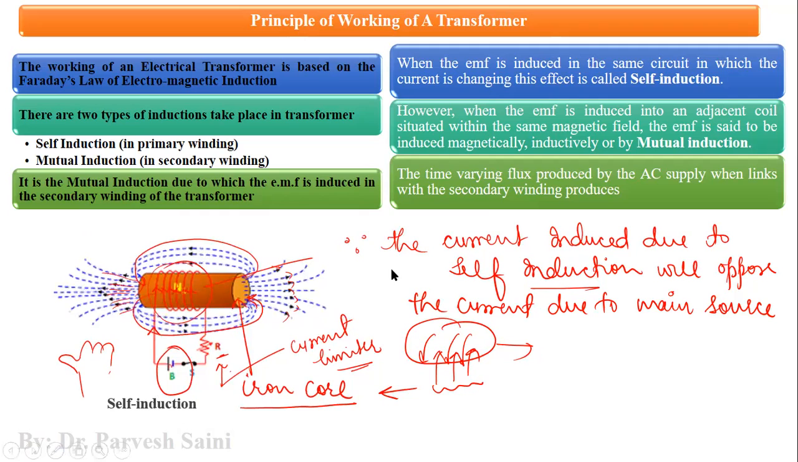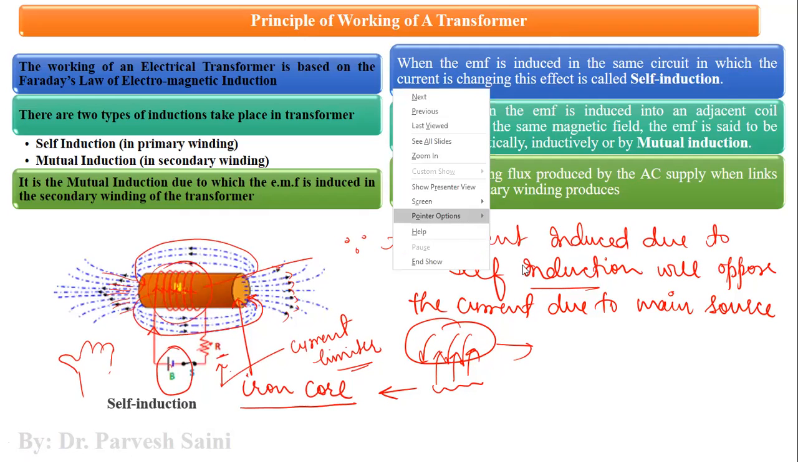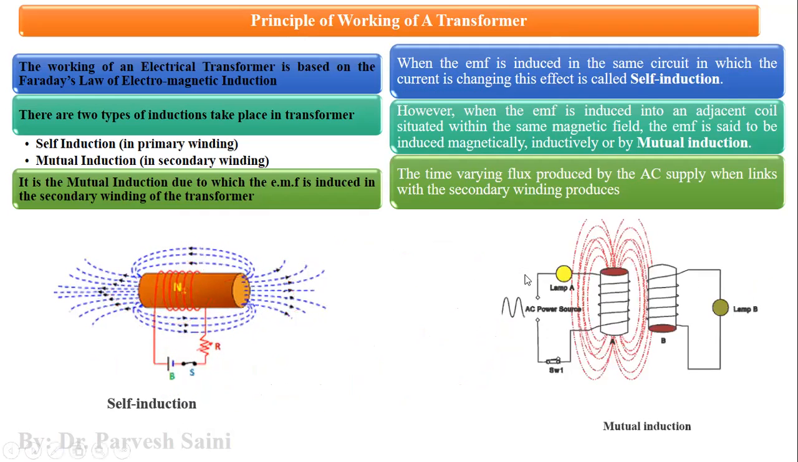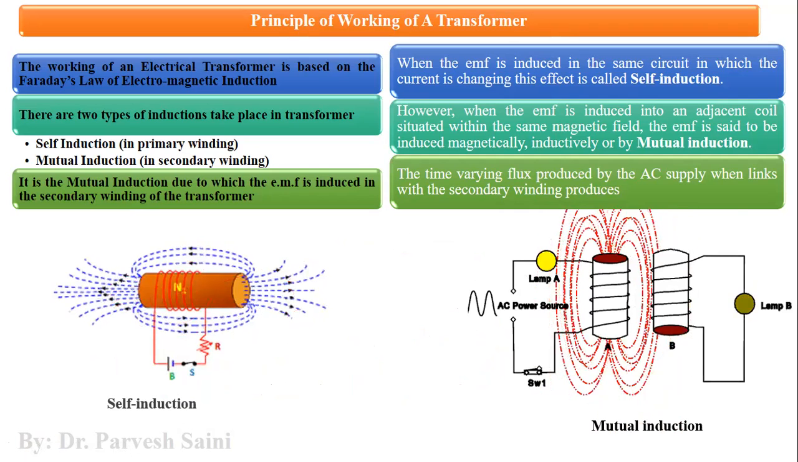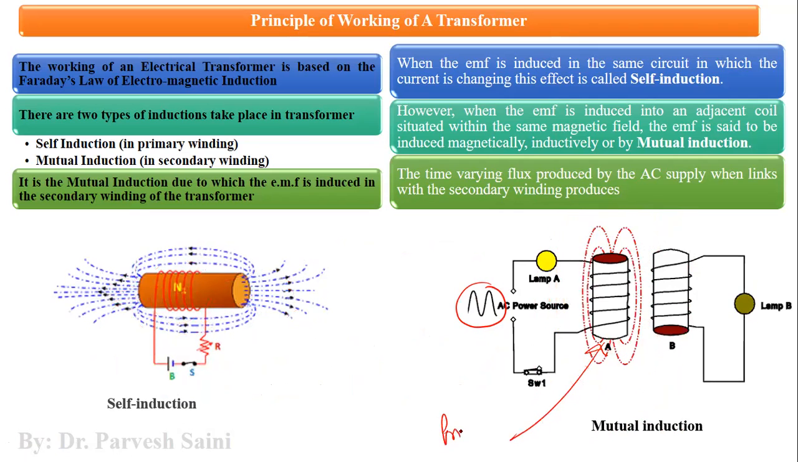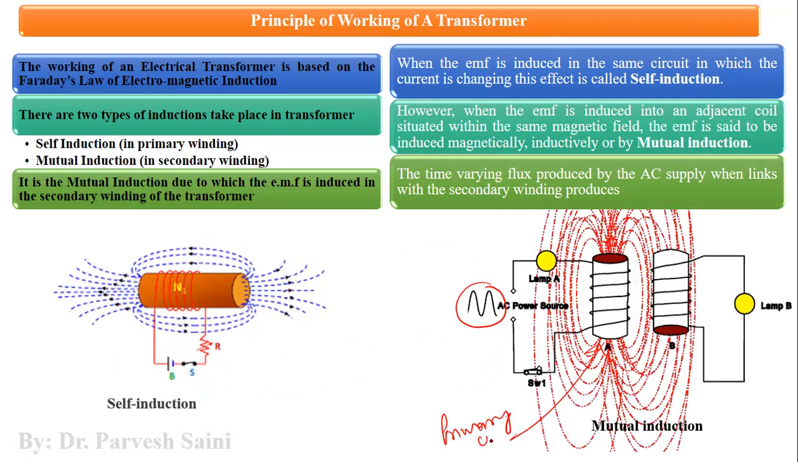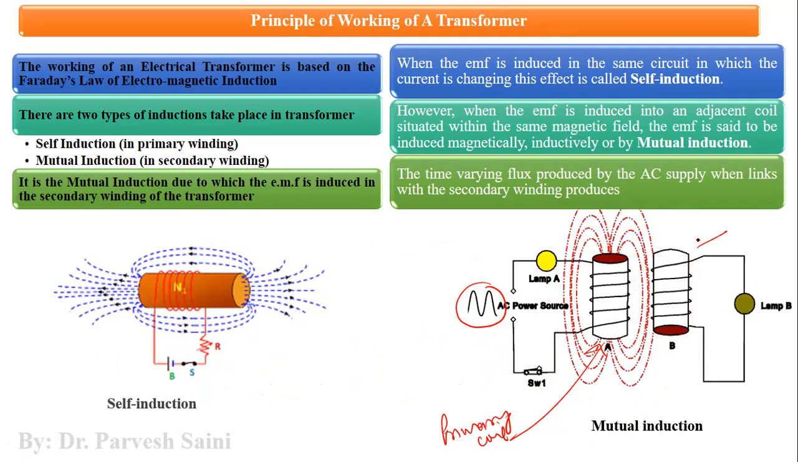So let us see with the diagram what mutual induction is. In this particular diagram, as you can see, we have an AC source connected to this coil here. This is, let us say, the primary coil, and this is, let us say, the secondary coil. So this is how the transformer works basically.